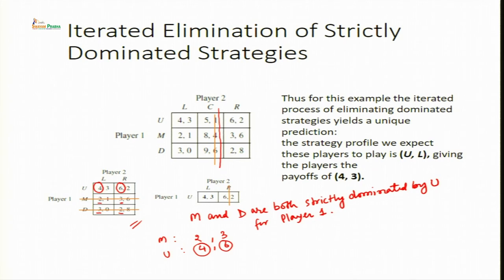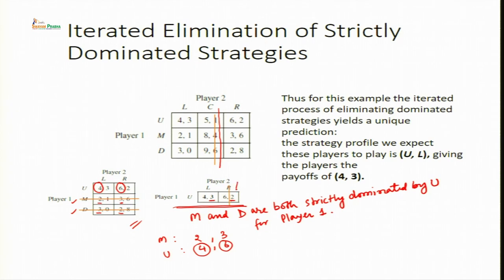Okay? And who dominates? U dominates. So, what we can do? We can delete this M and D as I have already done in this picture, and we are remaining with strategy U only. So, this is what we get after deleting M and D. And now, in this residual game, we see that R is again strictly dominated by L for player 2. Okay? So, by playing R, player 2 is getting 2, and by playing L, player 2 is getting 3. So, 3 is more than 2. So, that is why we can say R is strictly dominated by L for player 2.